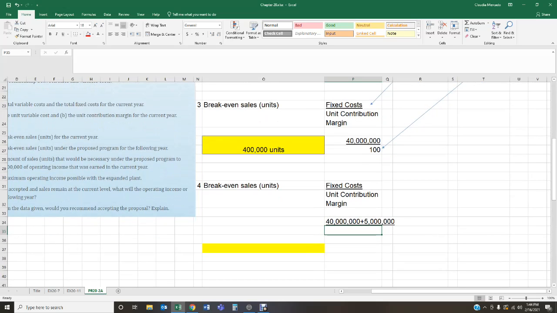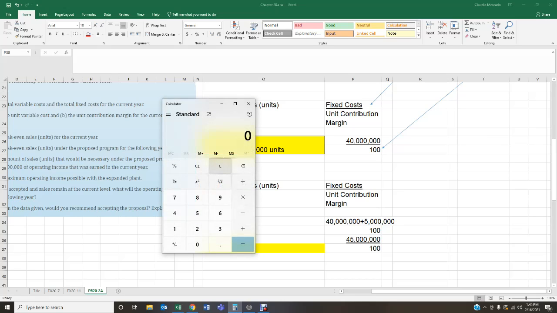Okay, so we've got the 40 million plus the 5, and then we're going to divide by the unit contribution margin, which is 100. That gives me 45,000,000, and then we're going to divide by 100, and let's see what we get. 45,000,000 divided by 100 gives me 450,000 units.